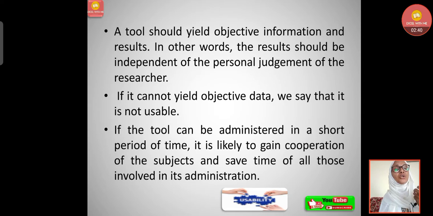Then if the tool can be administered in a short period of time, it is likely to gain the cooperation of the subjects. Obviously subjects will not have a very long span of attention. They will have very little span of attention towards your questionnaire, or maybe if you are asking any interview questions. That's why the tool should take a short period of time, to get the cooperation of the subject and save time of all those involved in its administration, obviously.